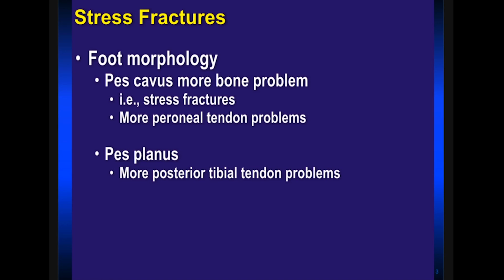Stress fractures, the foot morphology is very important in this. In a pes cavus foot, we see more bone problems, stress fractures, more peroneal tendon problems. In a pes planus shaped foot, flat-footed, there are more posterior tibialis tendon problems because the posterior tib has to try to recreate the arch that the person doesn't have. So you have overuse of posterior tibial tendon. Typically not a rupture, but overuse.